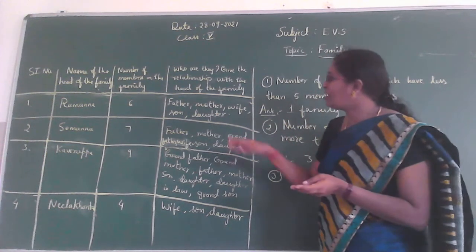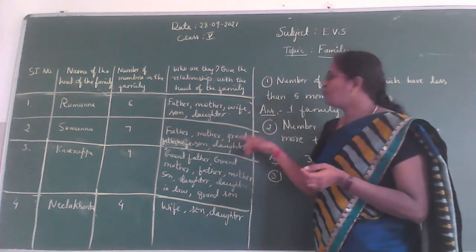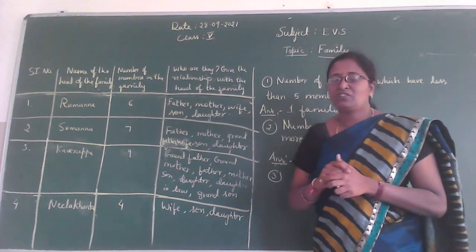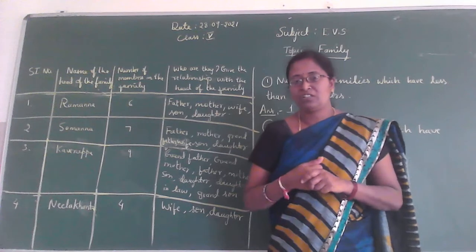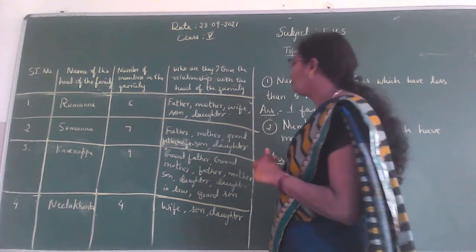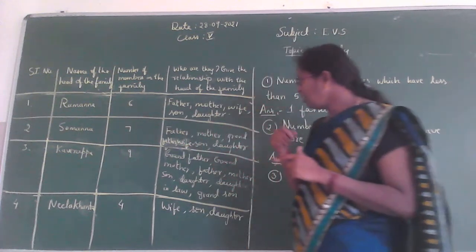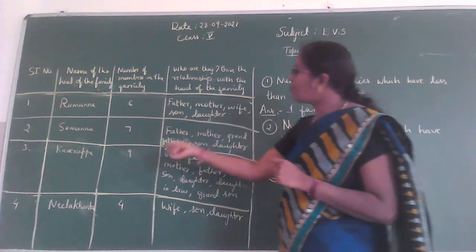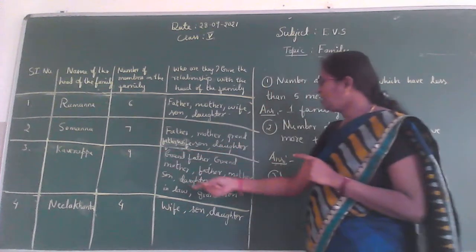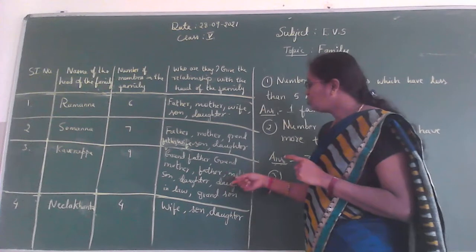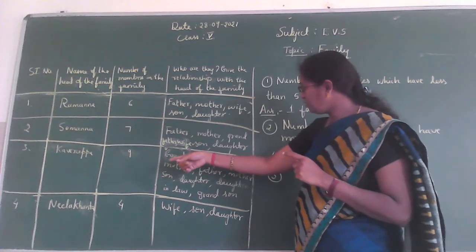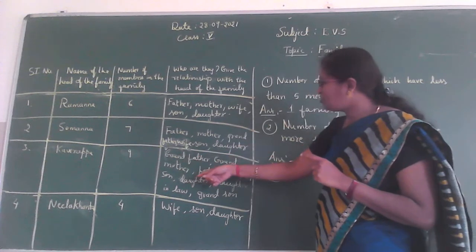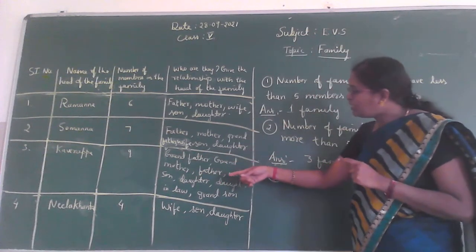See here, children, in Somana's family, how many generations are there? Yes, there are 4 generations, is it? So it is not the answer to my question. Let's move to the next family, that is Kavyappa's family. It is also a joint family. Let us count the generations. How many generations does the Kavyappa family have?